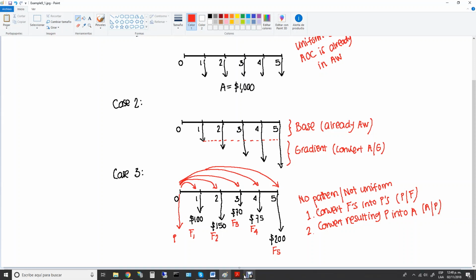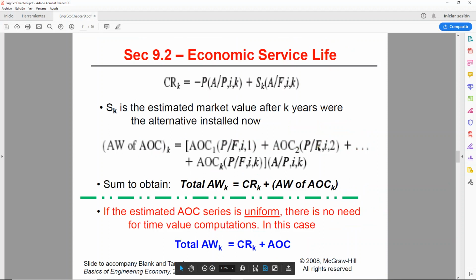Okay, so this is what this formula is talking about. So first you convert everything, or you move everything from F to P, depending on how many years you have, all the way up to the last year. And then once you have everything in year zero, you just distribute it by find A given P.